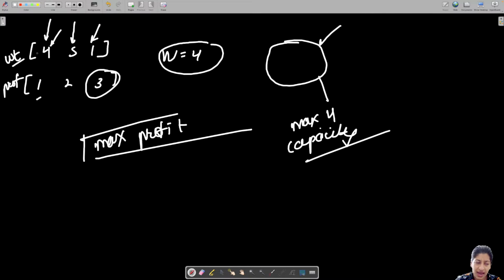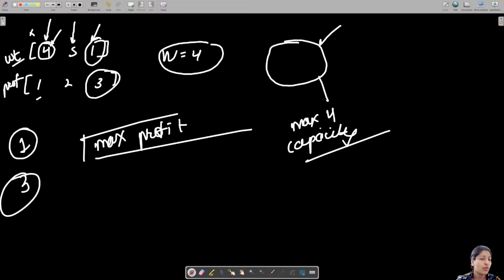If I take this 4 kg weight, I'll make a profit of rupees 1. And I cannot take 4 and 1 together, because it will be 5 kg, which will exceed the capacity of my knapsack. So the other option is, if I take this 1 kg, I'll make a profit of rupees 3. I want to maximize the profit, so my ideal choice would be to take a weight of 1 kg. So I have filled my knapsack with just 1 kg weight, which satisfies the condition that it should be less than 4, and my profit is maximum. So that's how I'm creating it.